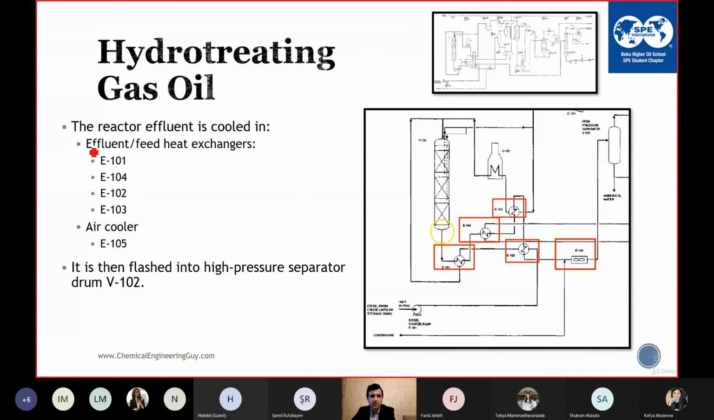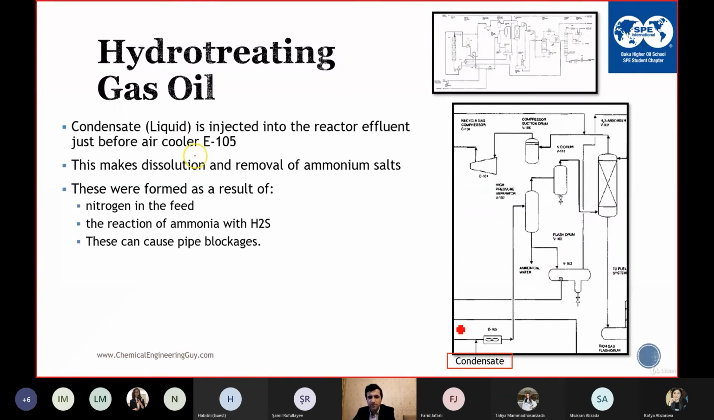This is the heat exchanger network. And we have the condensate. The condensate is injected into the reactor effluent, so into the product. So this is the product just before the air cooler, for dissolution and removal of ammonium salts. We add water to dissolve the ammonium salts. Then we cool it and send it to the high pressure separator.